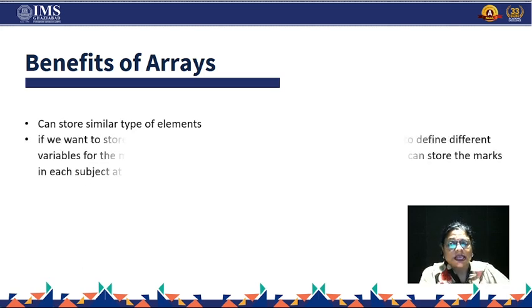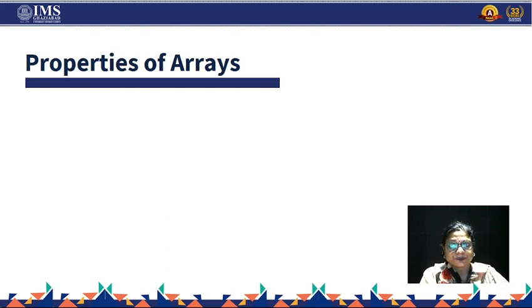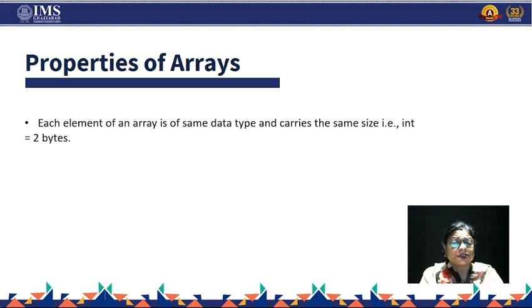Now, C can store not only 10 or 40 students' data, but even 100 students' data in a single variable. There is no need to define different variables for storing the marks of 40 students. We define one array, and it can store the marks of each student at contiguous memory locations.